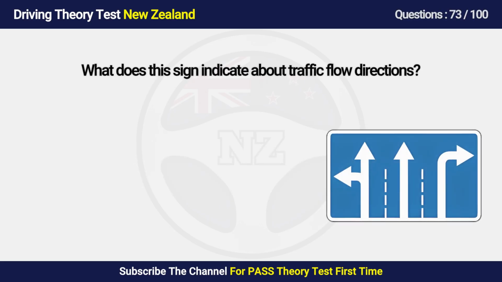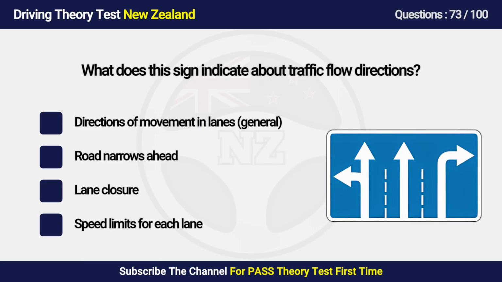Question 73. What does this sign indicate about traffic flow directions? A. Of movement in lanes general. B. Road narrows ahead. C. Lane closure. D. Speed limits for each lane.